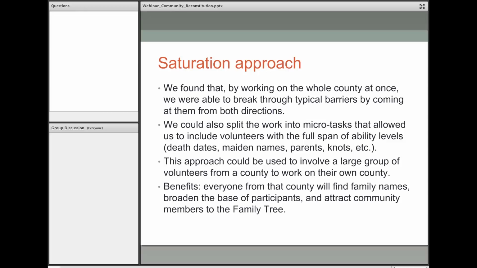And so the nice thing now is that everyone from Knox County, Ohio, from the 1900 census is now on the tree. They've been connected together, and this makes it easy to attract community members to come use the family tree.